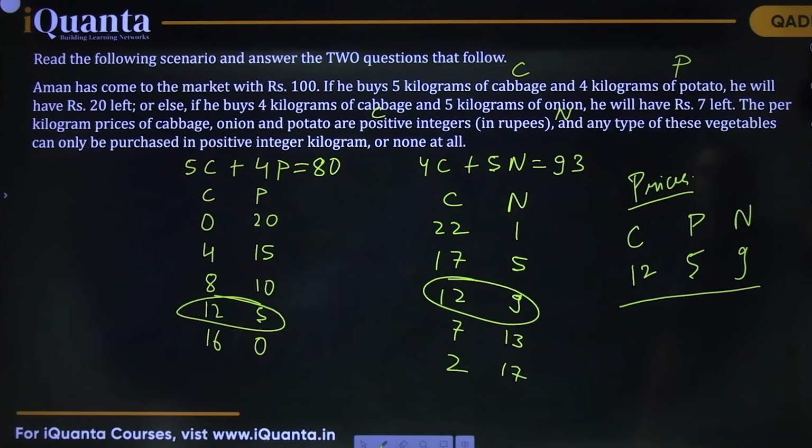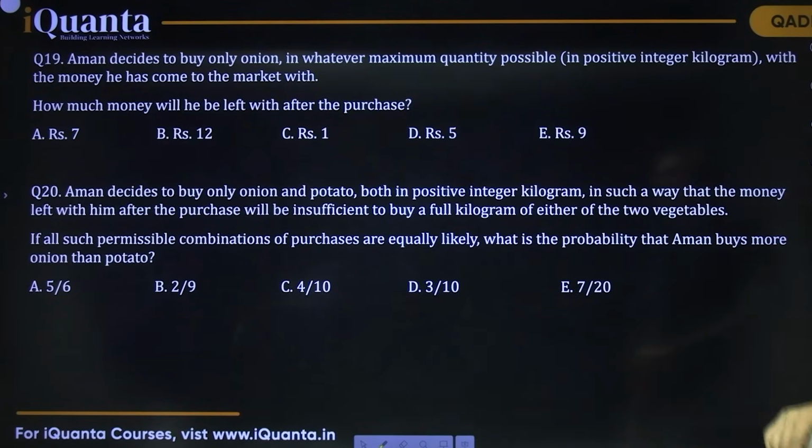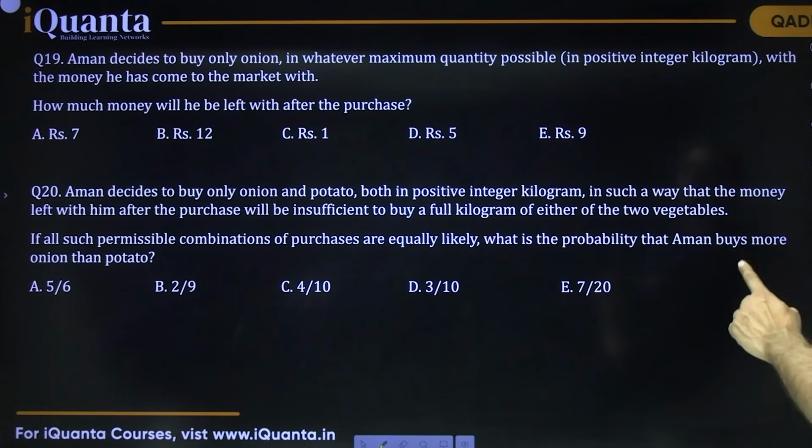Let's read the questions. First question, it says, Aman decides to buy only onion in whatever maximum quantity possible with the money he has come to the market with. How much money will he be left with after the purchase?